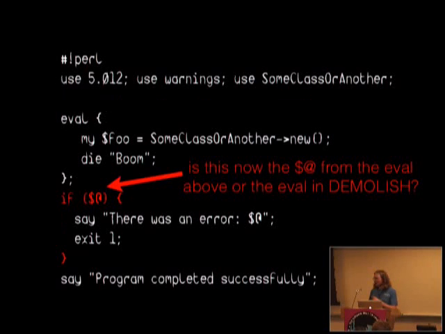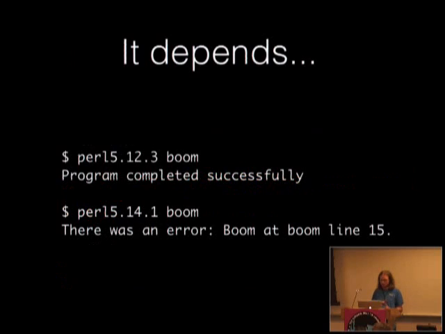Now, what does $@ contain now? Does it contain the error from the above eval, or the one in demolish, which didn't have an error? Well, the answer to that is, it depends. On 5.12.13, it contains the one in the demolish block. In 5.14, it does the more logical thing, and there's an error. It restores the $@ when it gets back out in the top.